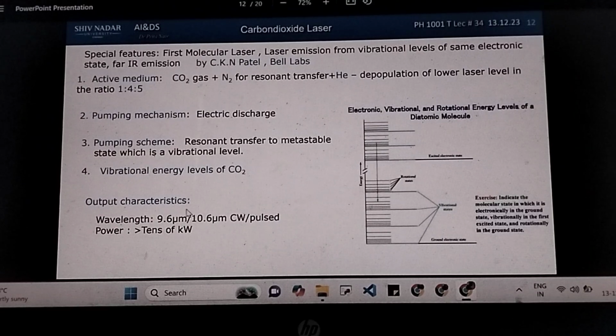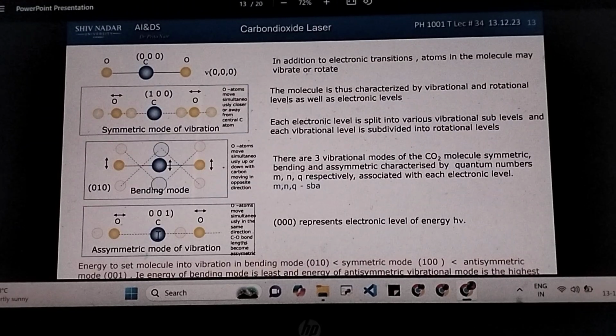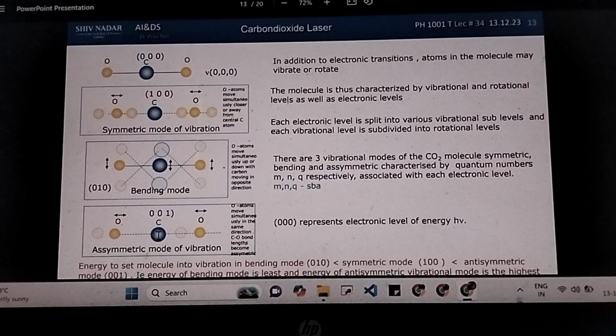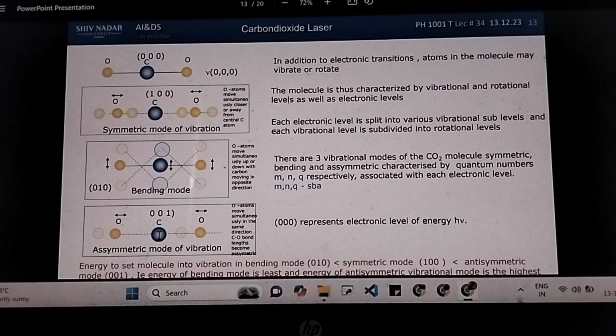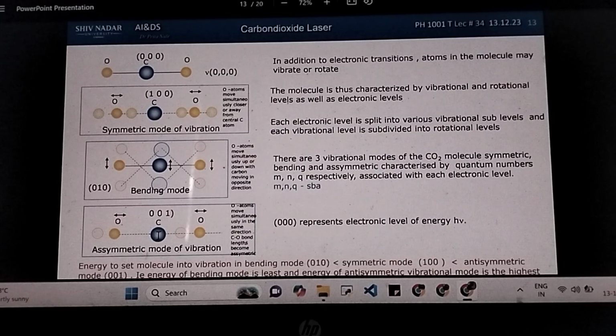Output characteristics, this is the wavelength, continuous or pulsed, power greater than tens of kilowatts. So that was an overview of the carbon dioxide laser. Here we just take a small detailed look at the vibrational levels itself. So vibrational level is where this electron transfer is taking place, right? So we're going to be looking at this in a little more detail.